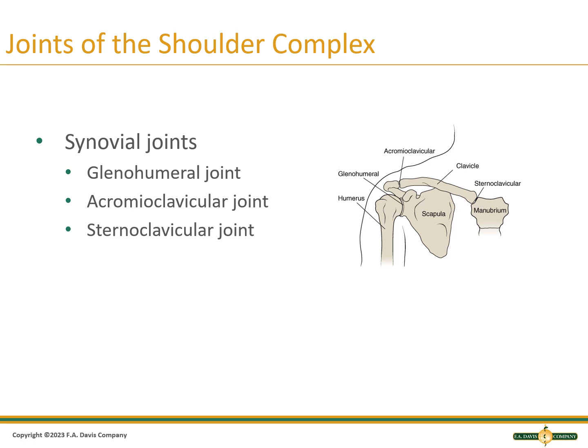So our glenohumeral joint is going to be the articulation between the glenoid fossa and the humerus. Our acromioclavicular is going to be the articulation between our acromion process and the clavicle. And our sternoclavicular is going to be our articulation between the sternum and the clavicle.